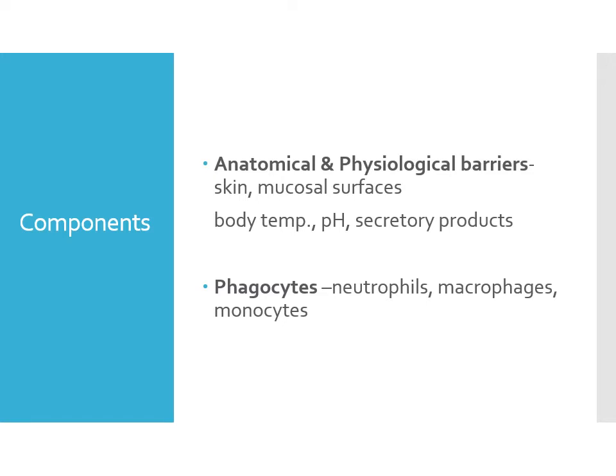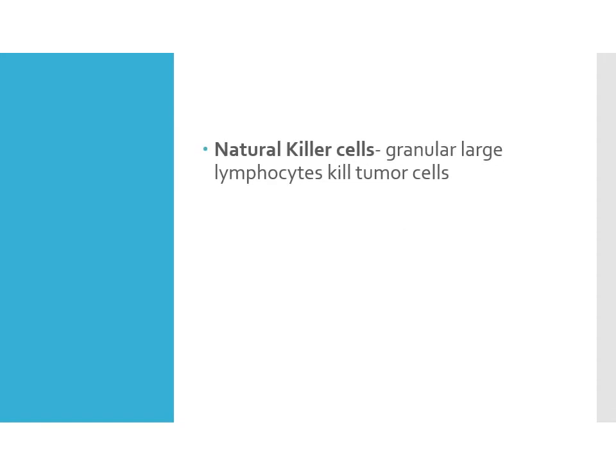Then come the phagocytic cells, like neutrophils, macrophages, and monocytes. They also play a very important role in innate immunity. Then the natural killer cells. What are these natural killer cells? Sometimes a short note can come on the natural killer cell. These are lymphocytes, large lymphocytes, and they are granular. That is a particular property of these natural killer cells.